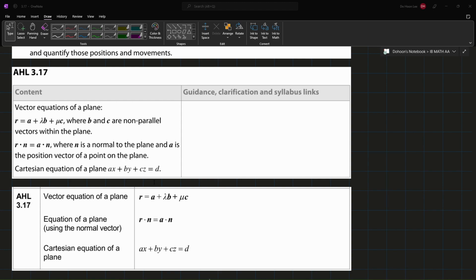Now, how do we make one is our main question. If you look at the formula, you may find it extremely similar to that of a line. And you're right, the only add-on to the line equation is the plus mu c, where mu is another parameter and c is another direction vector. Wait, what? What does that other direction vector mean? Well, we must acknowledge one fact: using two non-parallel vectors, we can represent any point in that plane. Or in other words, two non-parallel vectors can create a plane.